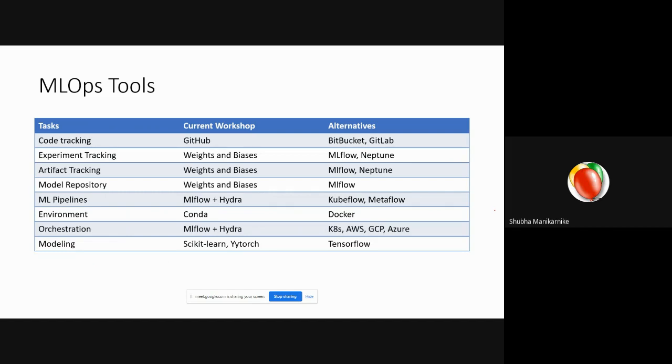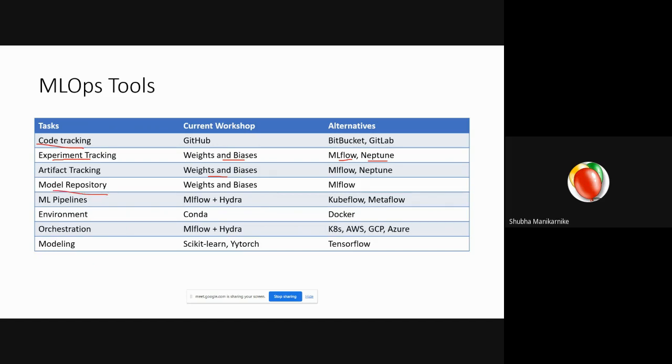Some of the tools that are available: we know that for code tracking, you have GitHub. Other alternatives are you can use Bitbucket or GitLab to store your code. You have to do experiment tracking. Experiment tracking is nothing but playing around with hyperparameters. Today we will be using weights and biases to do experiment tracking, but you can also use MLflow, and Neptune is an alternative to do the same. Artifact tracking. Any output that comes from a component is called an artifact. And again, we'll be using weights and biases for artifact tracking. You can alternatively use MLflow.